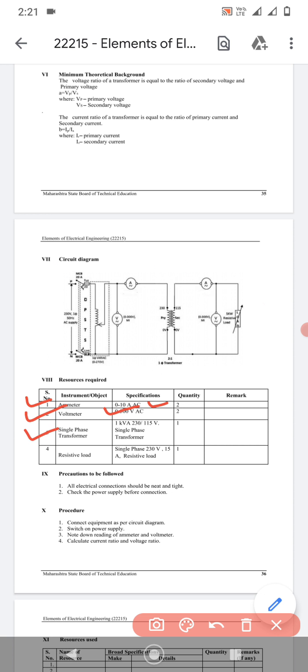Then third, we will require a single phase transformer having the rating 1 kVA, 230 by 115 volt. In this, the 0 to 230 side we will use as the primary, and the 0 to 115 volt side we will use as the secondary. Then the fourth one is the resistive load. In our practical, we can use a lamp bank as a resistive load.